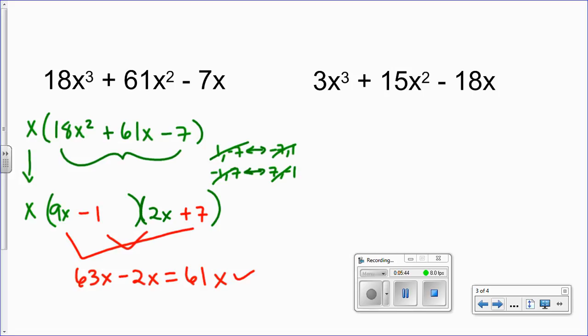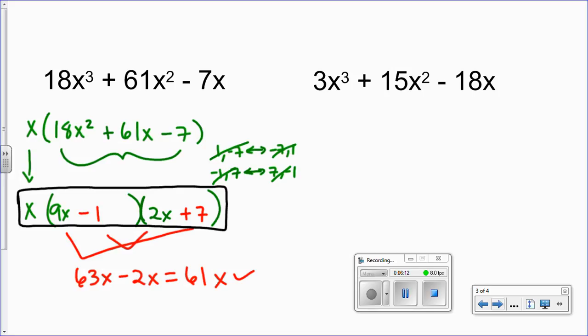Okay, so like I said, some of these are going to take some trial and error, but you will get faster. Like, you might have been able to recognize right away that after you tried the first one or two of 6 and 3, that it wasn't going to work. Don't forget in your final answer you include this x out front. Okay, let's look at the next one.